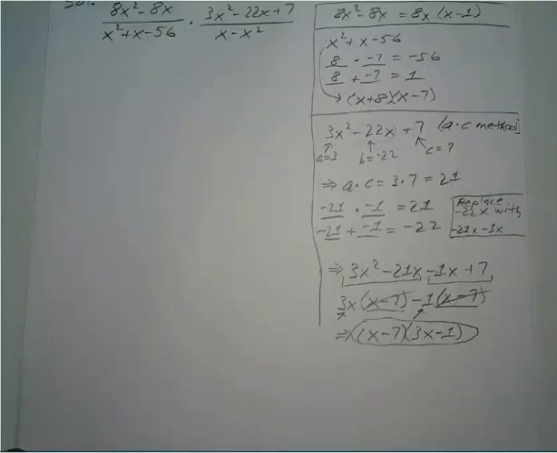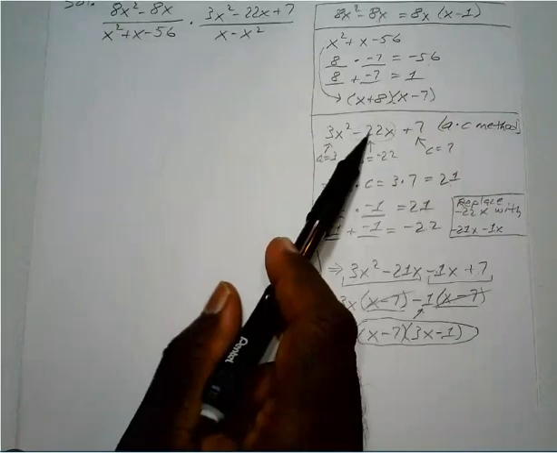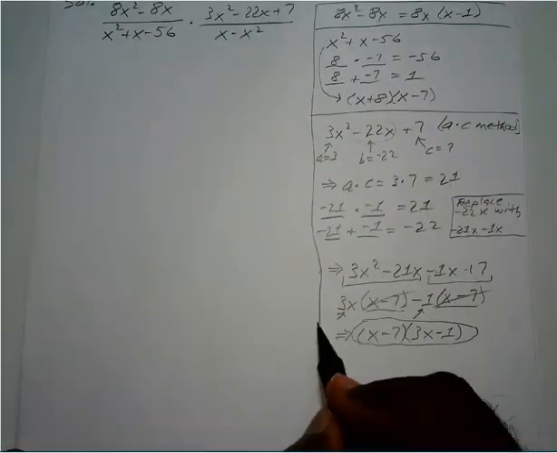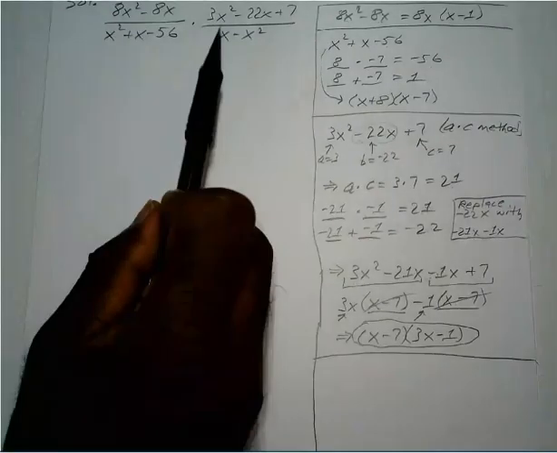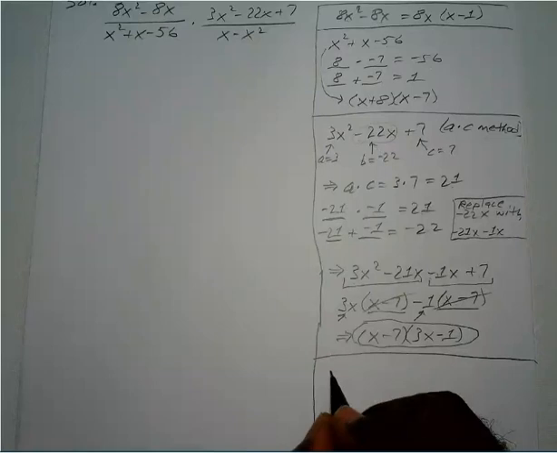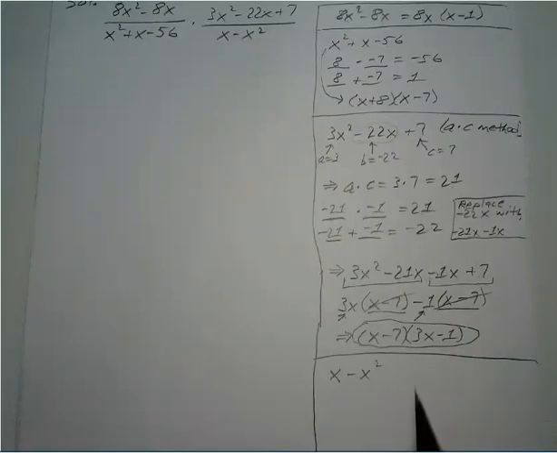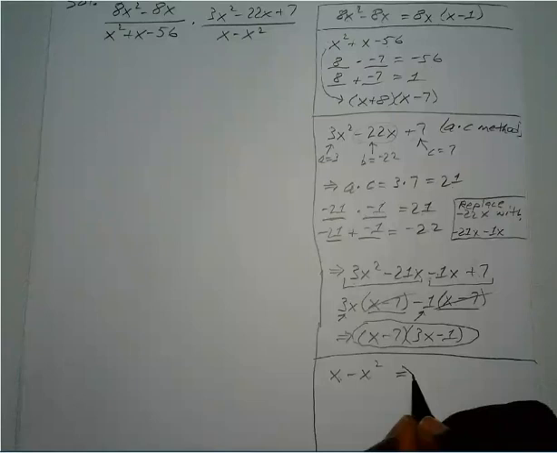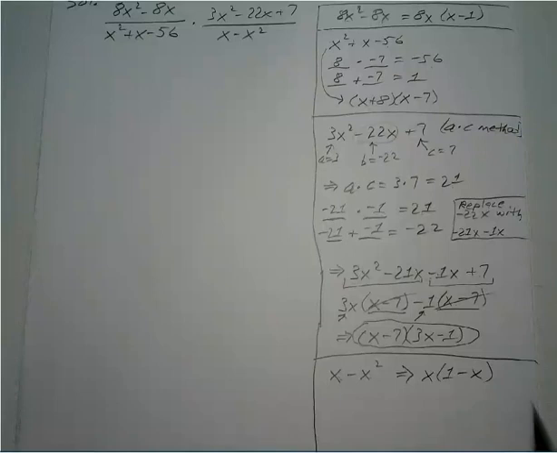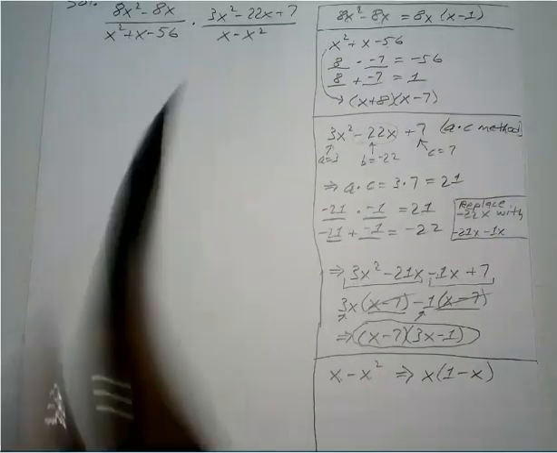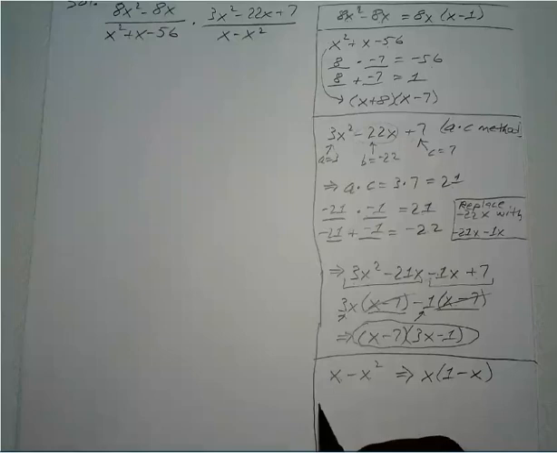Okay, so that's your factor for 3x squared minus 22x plus 7. Now we have x minus x squared. We factor an x out of both of those. You have x times 1 minus x. Alright, so we're actually going to come back to that. We're going to put a little check next to this because we're going to come back to that, and I'll show you the reason why.